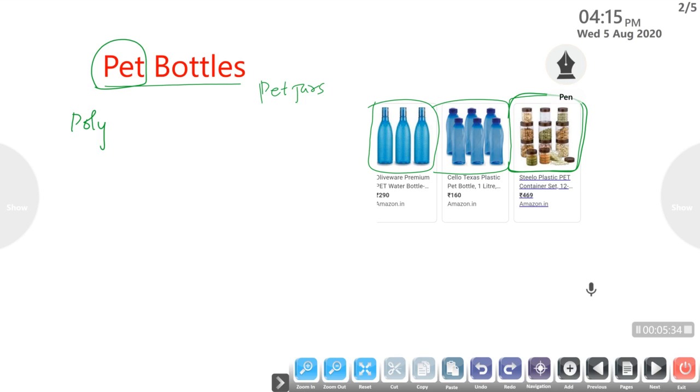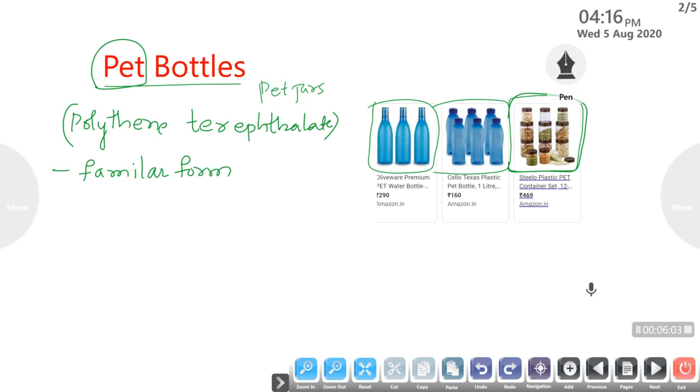Polythene terephthalate. So it is the full form of PET. Polythene terephthalate is the full form of PET jars or PET bottles. Here it is also a familiar form of polyester. That means this PET jar we are using is also a familiar form of polyester.